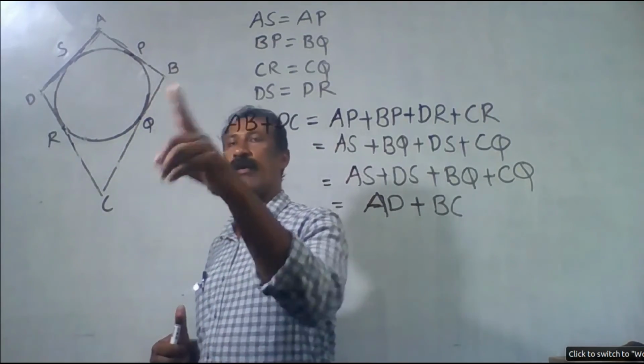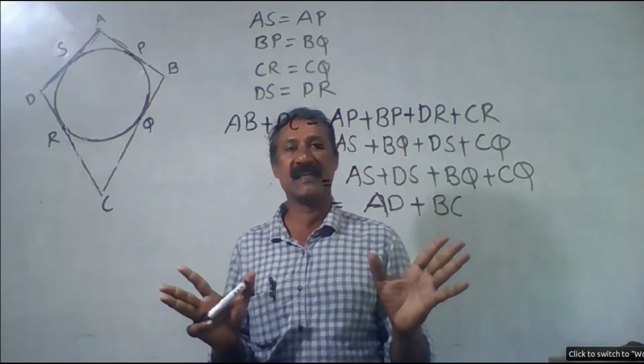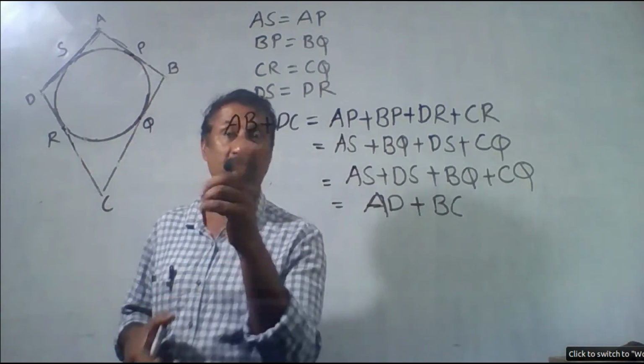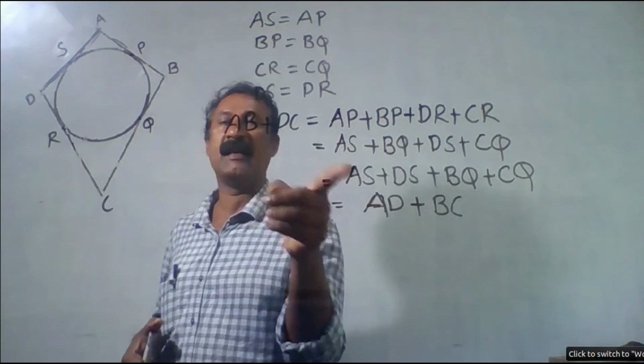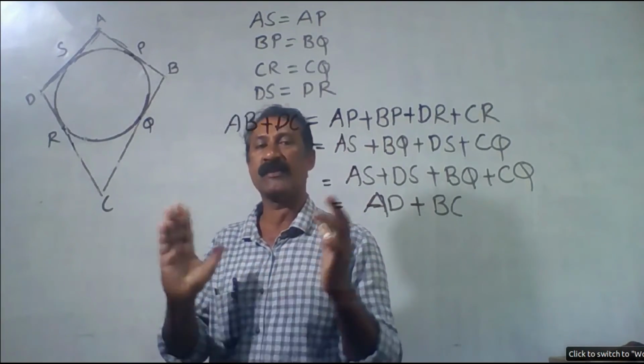It's a quadrilateral and a circle is there. We can draw a circle which is touching all the sides of this quadrilateral only if the sum of its opposite sides are equal.